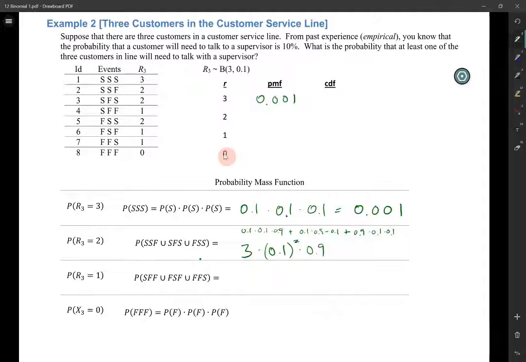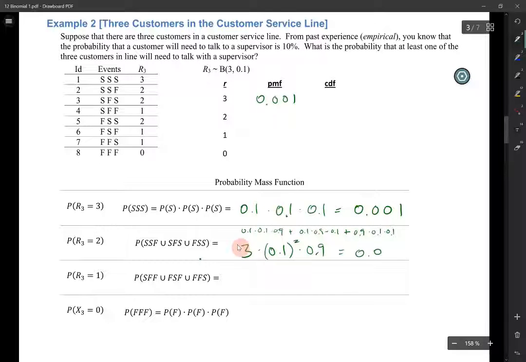And so if you work that out, 0.1 squared is 0.01. 0.01 times 0.9 is 0.009, and then times 3 is 0.027. Okay, 0.027, and so let's put that in there, 0.027.